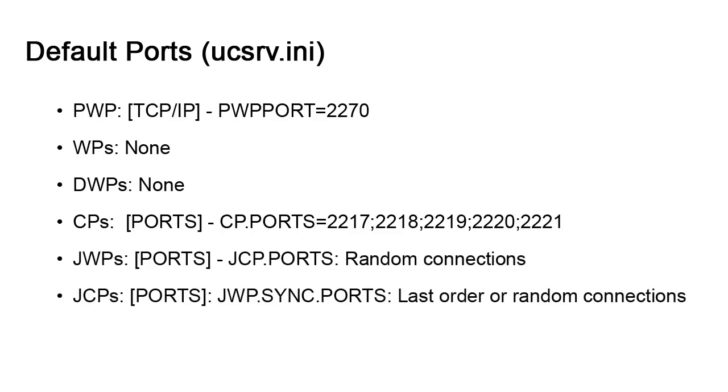JCPs and JWPs have ports which by default are assigned randomly based on availability. You can still set them using jcp.ports, and JWP ports can be set with jwp.sync.ports for incoming connections from WPs.